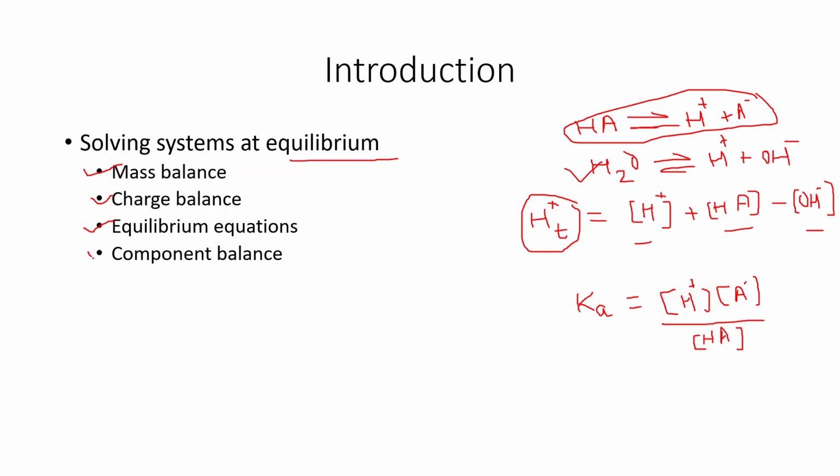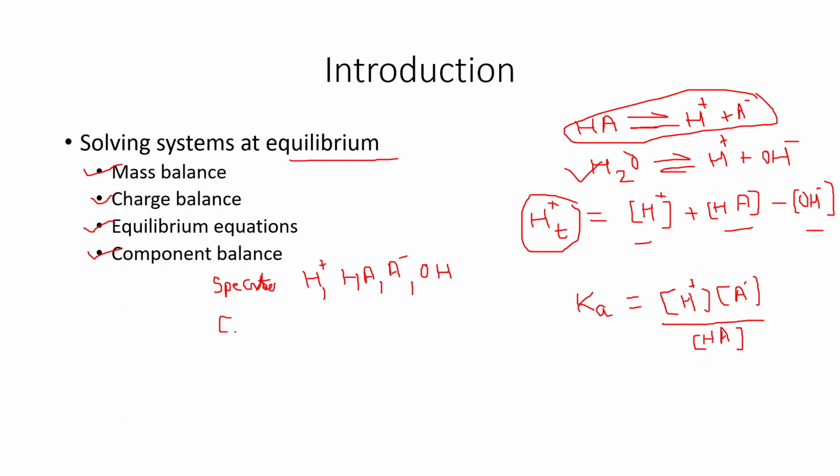The last thing is component balance. That is what we have seen in the entire lecture. We need to find out the species, like for the above example of HA. So what are the different species? You can write them down in the chat box. H plus, HA, A negative, OH. These are the species.